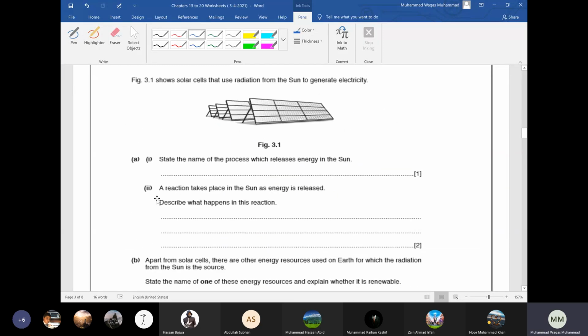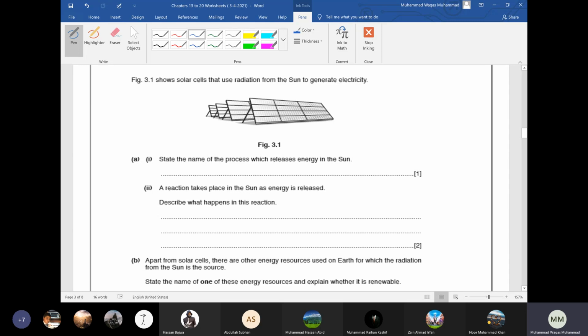Beta, figure shows solar cells that use radiation from the sun to generate electricity. State the name of the process which releases energy in the sun. Beta, what process releases energy in the sun? Fusion. Yes, energy is radiated, but what process releases energy in the sun? Fusion.